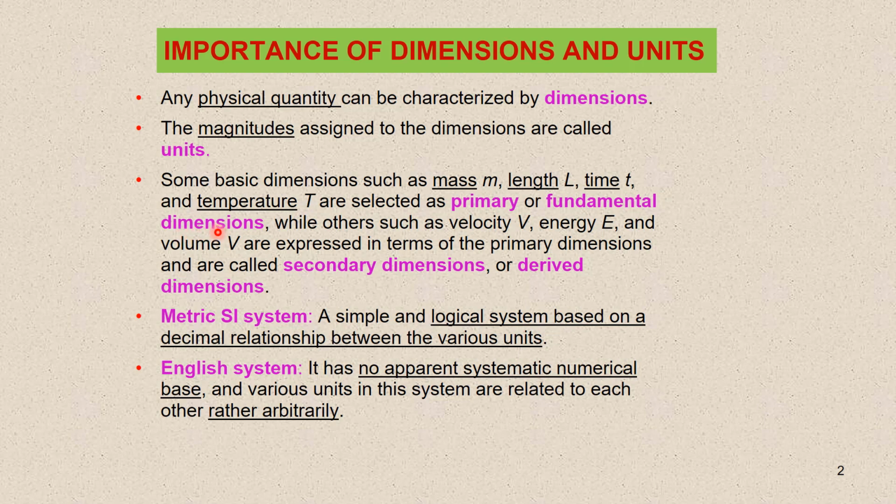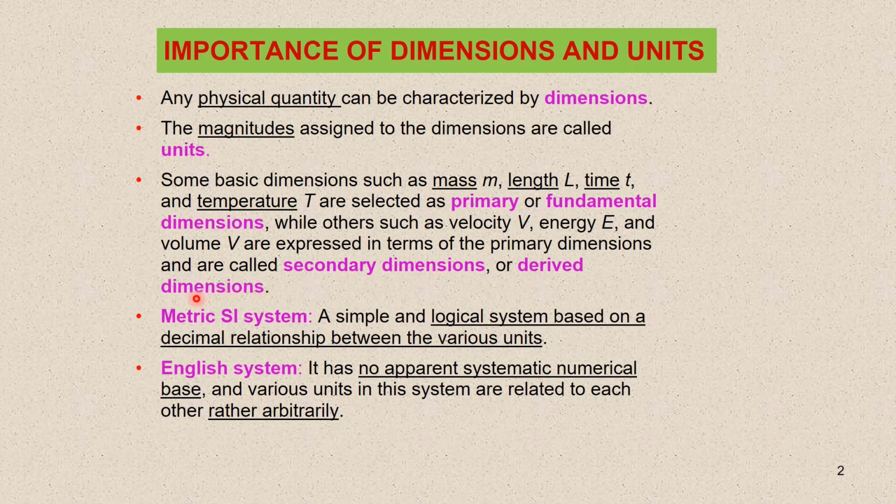And then there are dimensions such as velocity, capital V, energy, capital E, and volume, capital V, which are expressed in terms of primary dimensions. These are called secondary dimensions because they are expressed in terms of primary dimensions, and these secondary dimensions are also called derived dimensions.